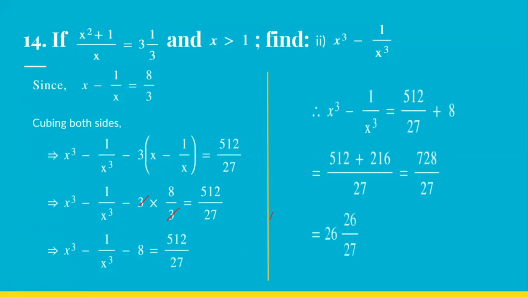The LCM is again 27. So you'll have to multiply 8 by 27 and divide by 27. 8 multiplied by 27 is 216. So 512 plus 216 is 728 upon 27. In the mixed fraction, we get it as 26 by 27.